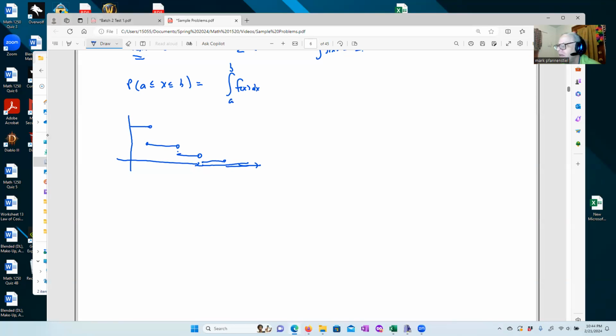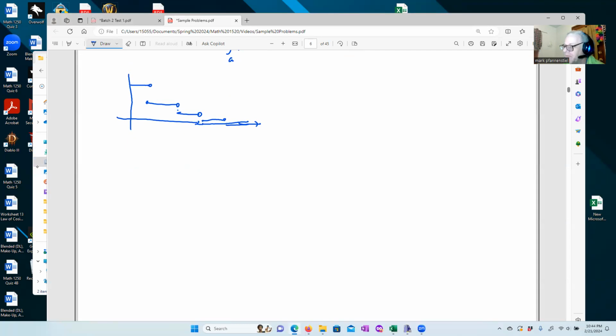Okay, so I'll use the example that they have in the book and say, okay, well, f of x equals, and they're almost always piecewise functions. So we're going to say this is 0.06x times 10 minus x, and this is for when x is somewhere between 0 and 10, and 0 otherwise.